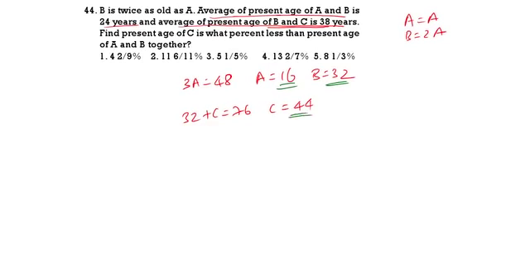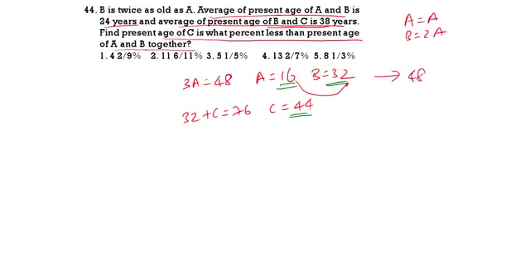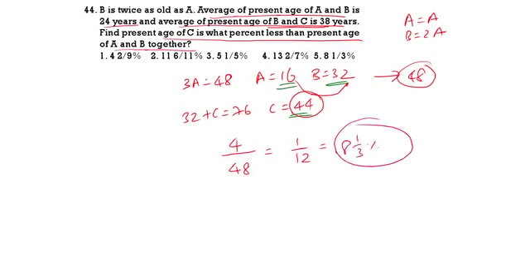The present age of C is what percent less than A and B together? A and B together 48, C 44. 44 is less than 48 by how much? It is 4 less. From where? 48. So it is 1 by 12. 1 by 12 is always equal to 8 1 by 3 percent. 8 1 by 3 means option 5 is the correct answer.